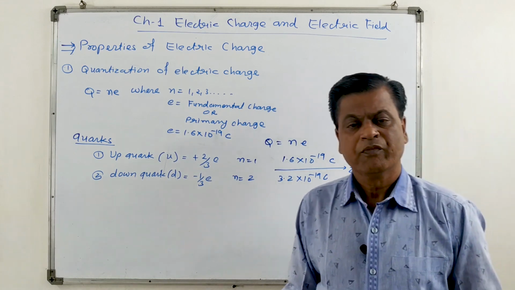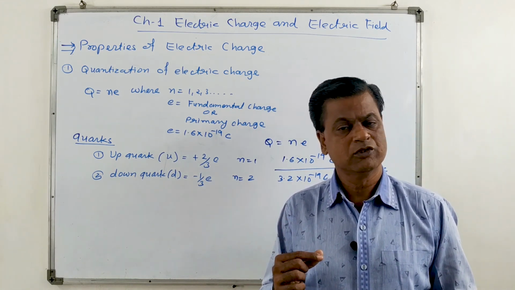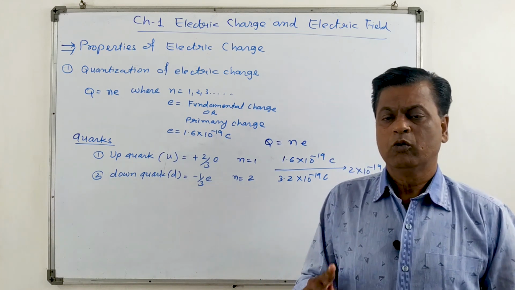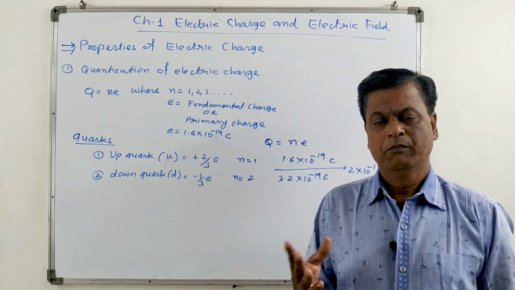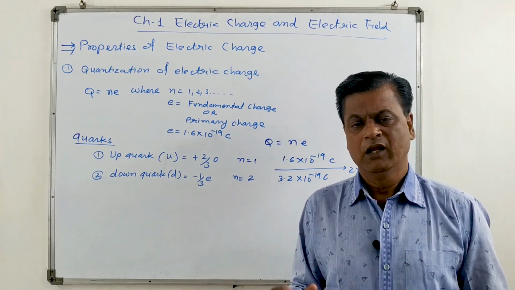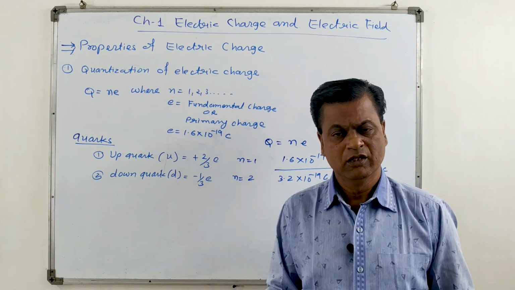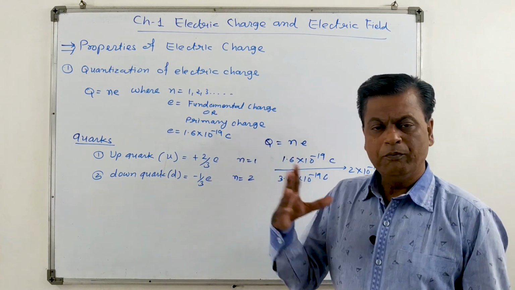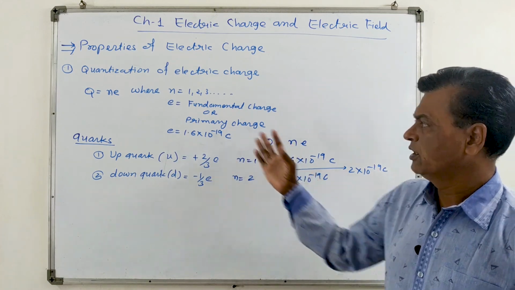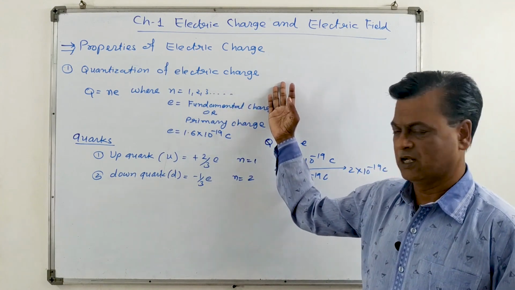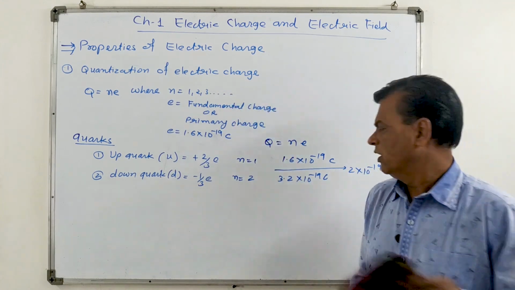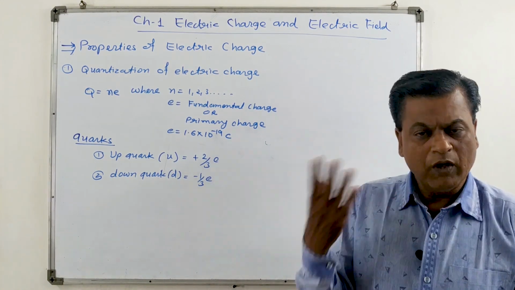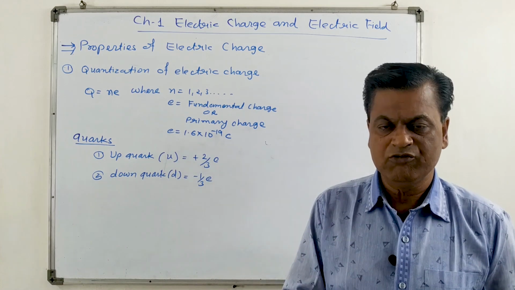For example, Indian currency: 1 rupee note, 2 rupees note, 5 rupees, 10 rupees, 20. But between 2 and 5, 3, 4, between 5 and 10, 6, 7, 8, 9 rupees notes you cannot see. So this is known as discrete. So value of electric charge is discrete. So it is known as quantization of electric charge. Now we will calculate the charge on the body. Suppose I want to establish 1 coulomb positive charge on the body.